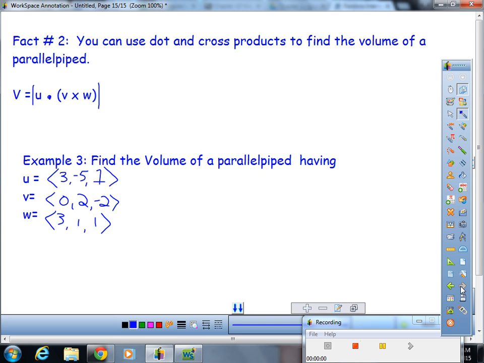Finally, you can use a combination of the dot product and the cross product to find the volume of a parallelepiped. Okay, there's your new favorite math word. A parallelepiped is like a three-dimensional solid. It's like a parallelogram. It's like a cube that doesn't have rectangles as its sides, or doesn't necessarily, so it could look like this.